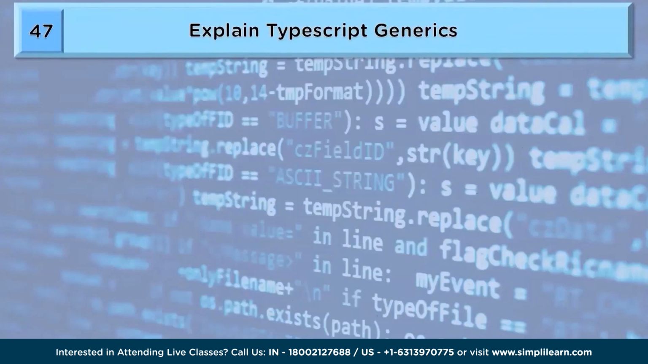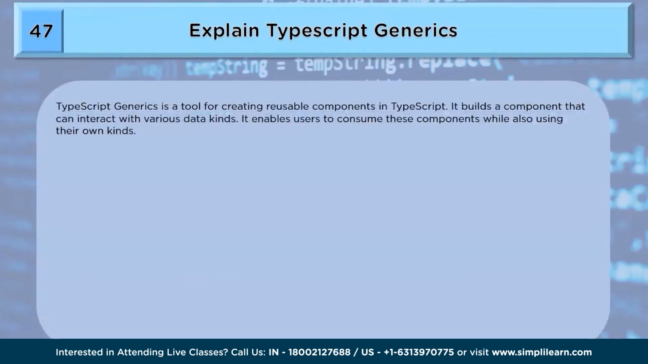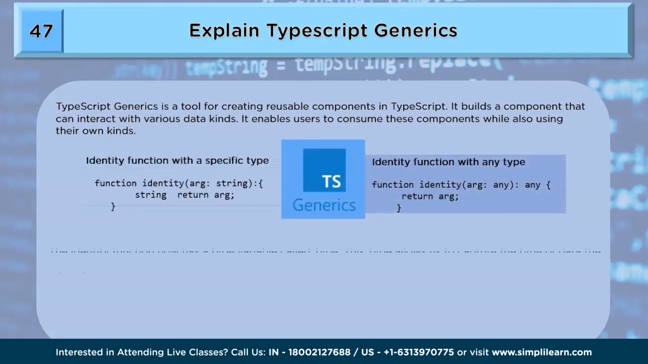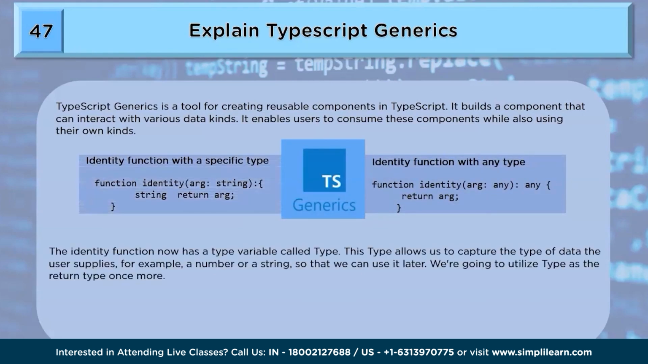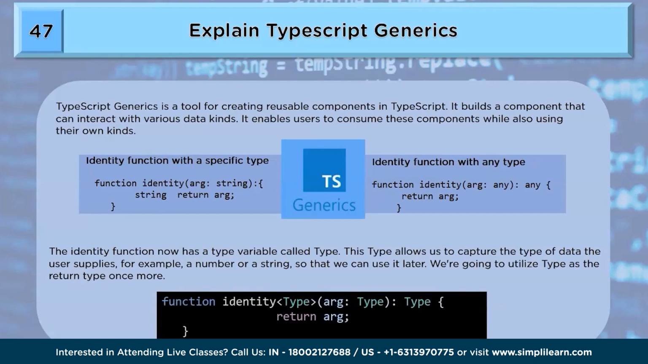Explain TypeScript generics. TypeScript generics is a tool for creating reusable components in TypeScript. It builds a component that can interact with various data kinds. It enables users to consume these components while also using their own types. The identity function now has a type variable called Type. This type allows us to capture the type of data the user supplies, for example, a number or a string, so that we can use it later. We are going to utilize Type as the return type once more. Below is the syntax for TypeScript generics.